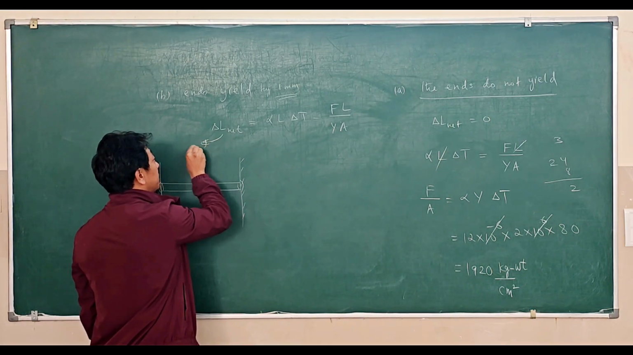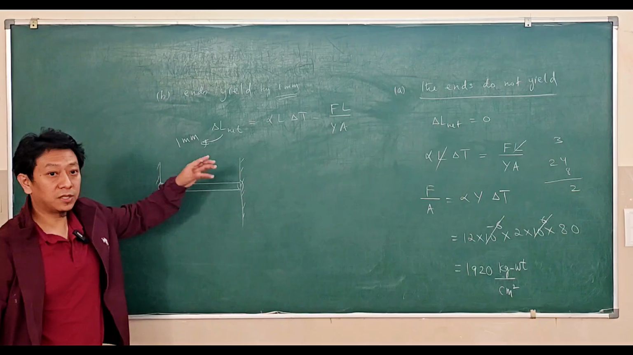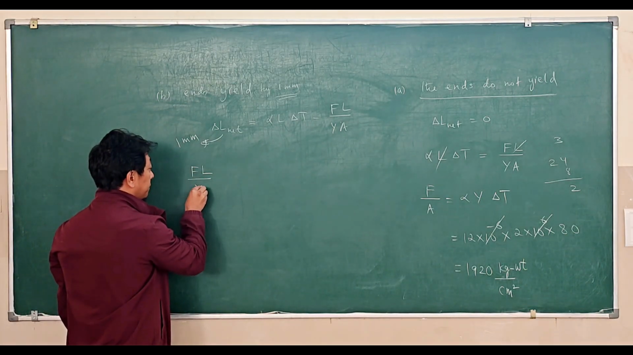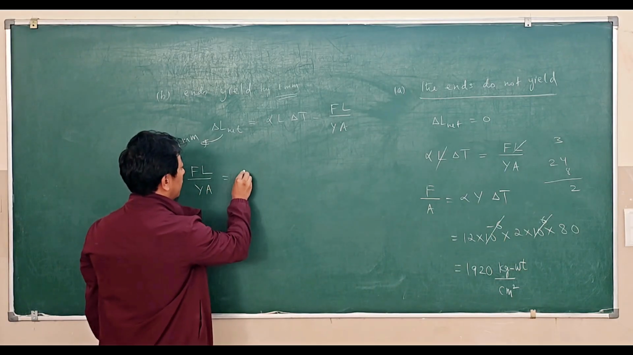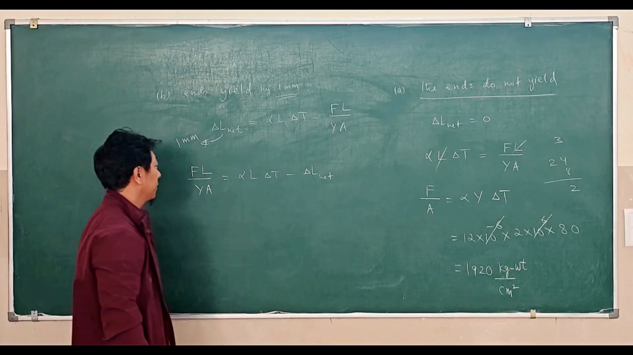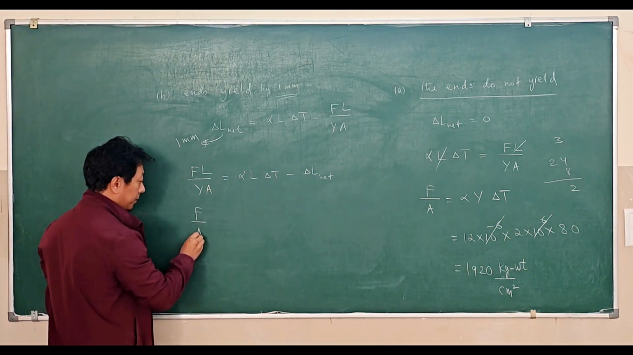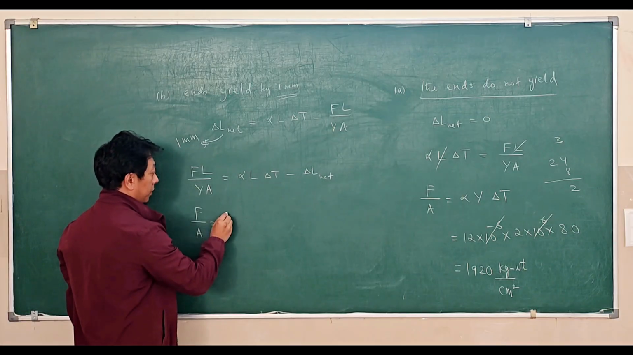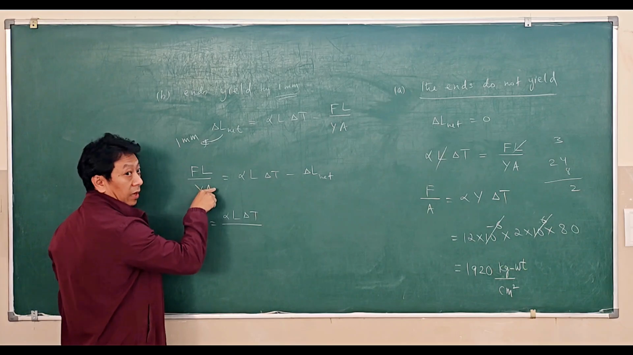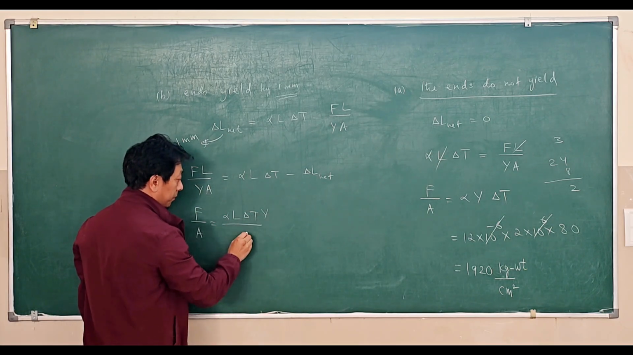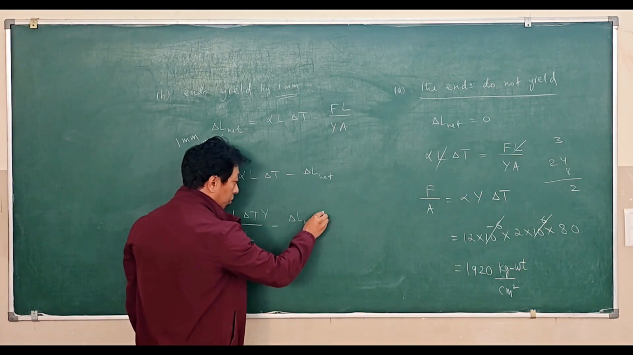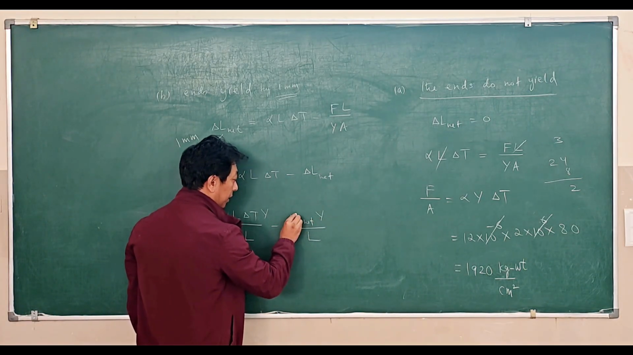Are you clear, students? So this is the expansion which is allowed. So bring FL by YA to this side. How much will it be? Alpha L delta T minus delta L net. So what will be F by A? Alpha L delta T multiplied with Y divided by L, minus delta L net multiplied with Y divided by L. Correct?